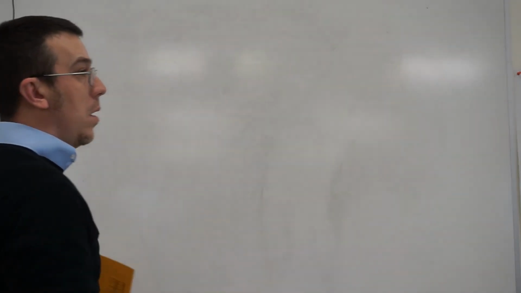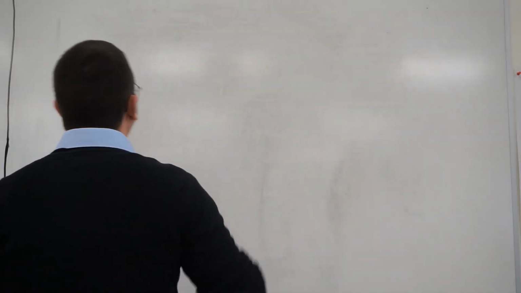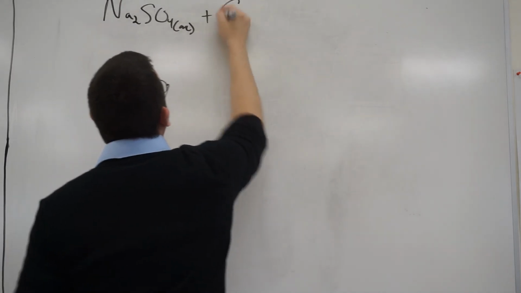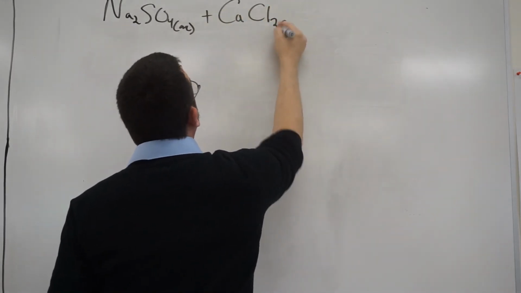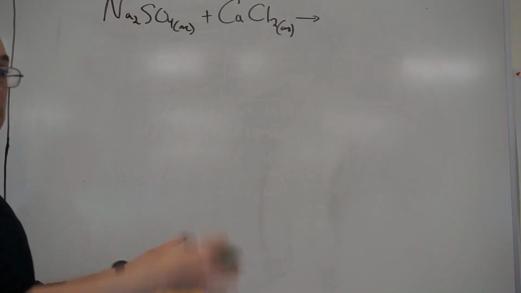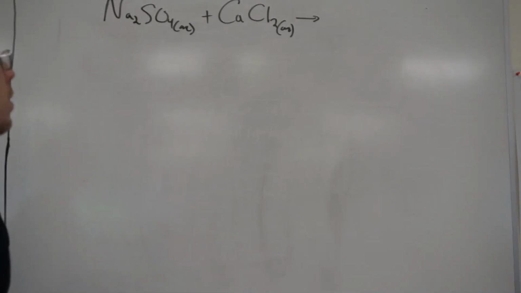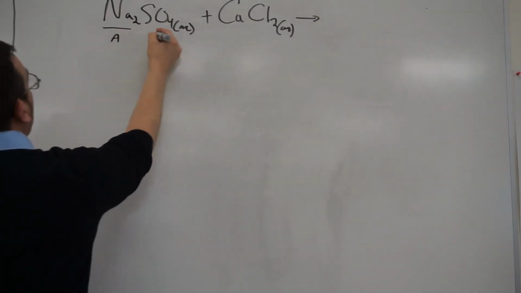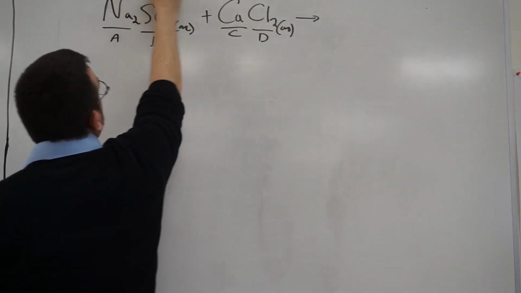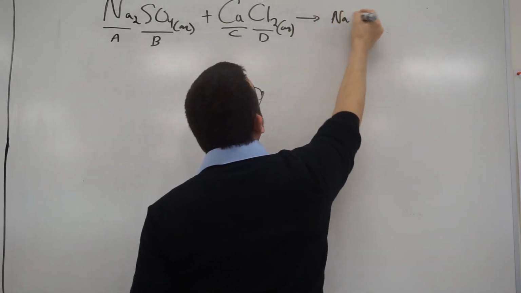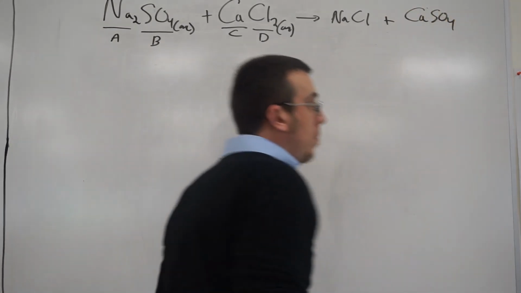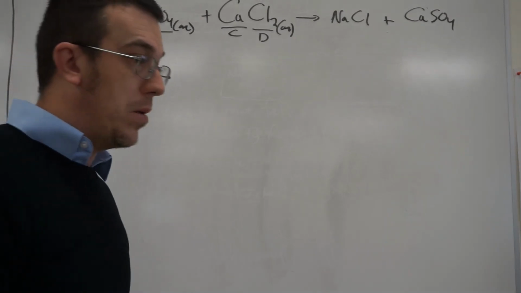All right, so let's look at another example. In this example, we're going to take Na2SO4 and react it with CaCl2, calcium chloride. Take a second, do your crisscross and figure out what your products are going to be. This is A, this one's B, this one's C, and this one is D. So we're going to form NaCl plus CaSO4.